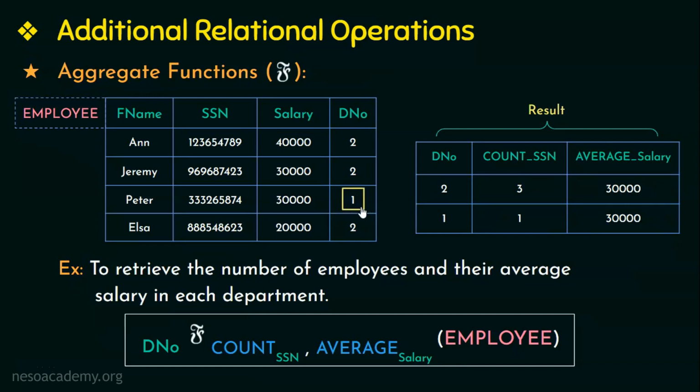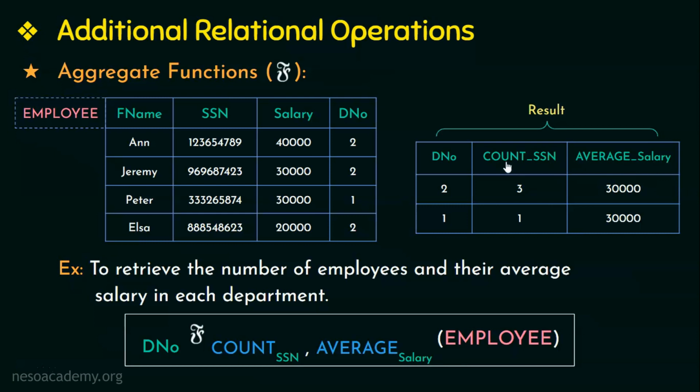In this department, the count of SSN is only 1 and the average salary will be 30,000. Hence the second tuple. Here dNumber is the grouping attribute. Count SSN is the function performed on this attribute SSN, and average salary is the average function performed on the salary attribute.